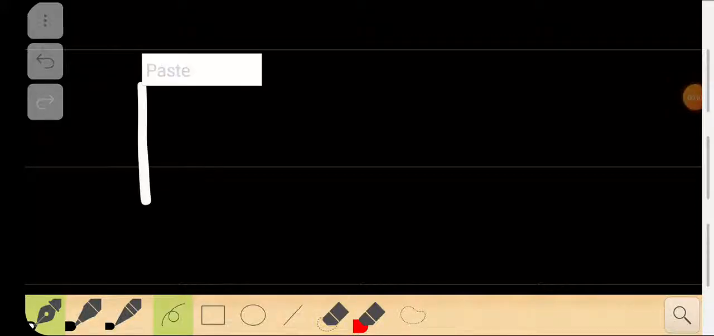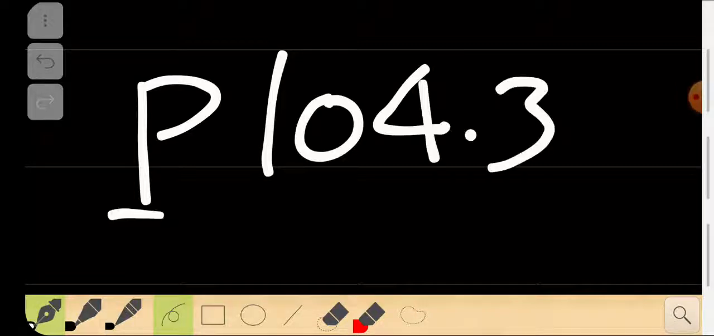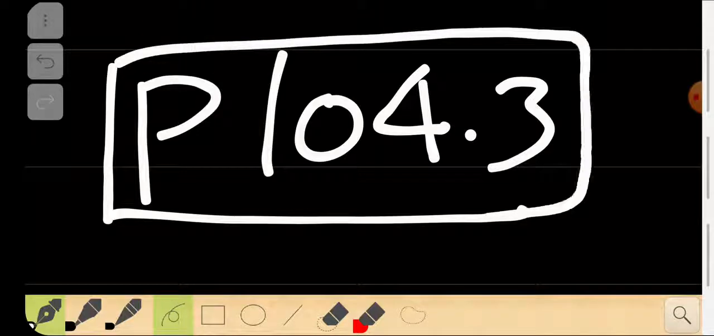This lecture is called P104.3. This is the third part of the lecture. In this lecture, we are going to discuss transformations, coordinate transformations, in a bit more detail.